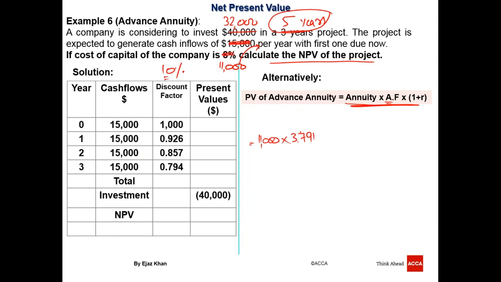Remember, 3.791 is calculated on the assumption that the first cash inflow will be received in 1 year's time. Whereas according to this question, the first cash inflow is going to be received at 0.0. So it's an advanced annuity project, so we have to multiply it by 1 plus R, which is 1 plus 0.1. So 11,000 into the 5 years annuity factor into 1.1 for the advanced annuity. So may I know what's the answer?